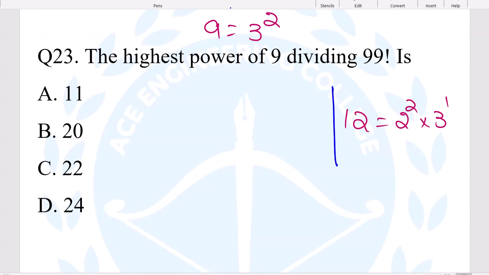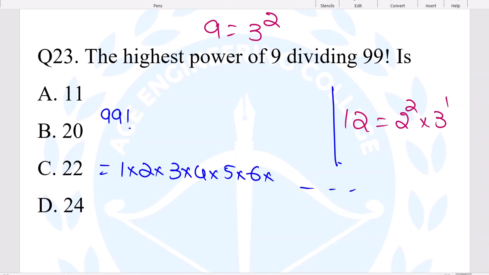Now 99 factorial. For the highest power of 3, we know 99 factorial can be written as 99 into 98, I'm writing in reverse, down to 1 into 2 into 3, and so on up to 99. So actually what is the question? They may ask you, in CTS company, they asked 999 factorial: what is the highest power of 5? Not just 99 factorial, 900-something also they can ask. No worry, we'll see that.